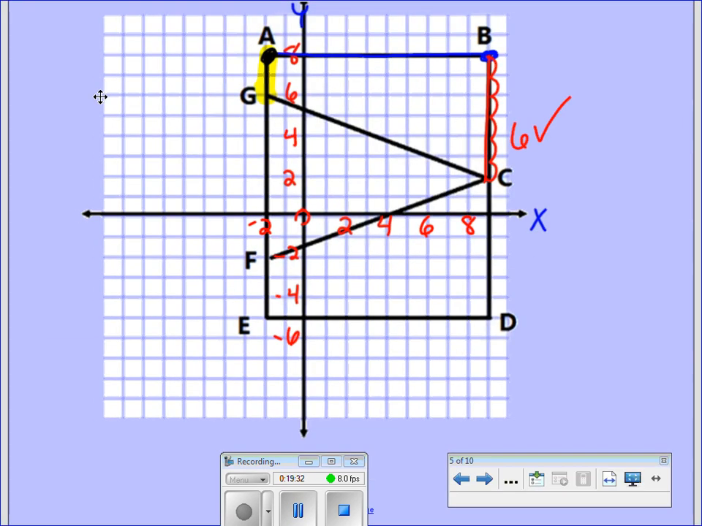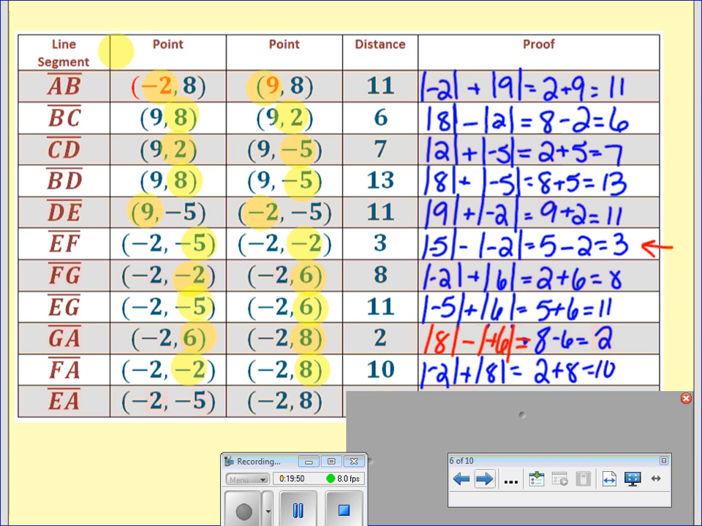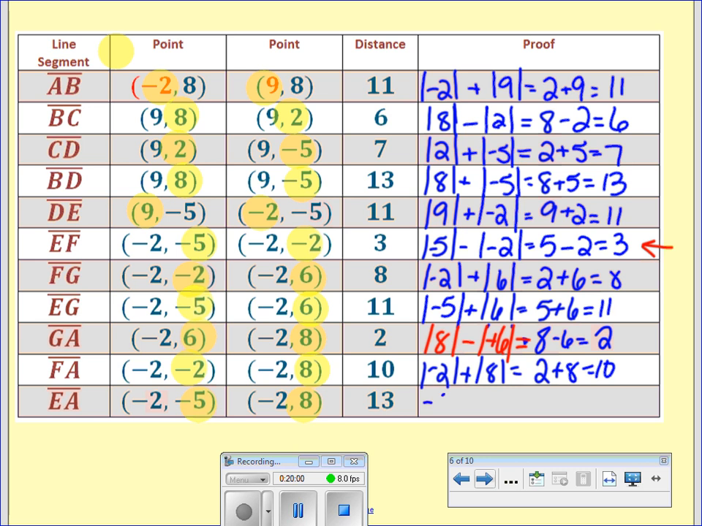All right, let's just look at our remaining answers. So we're going from -2 to +8. We add them because we're crossing the axis. And then last but not least, -5 to 8. Questions on any of these?